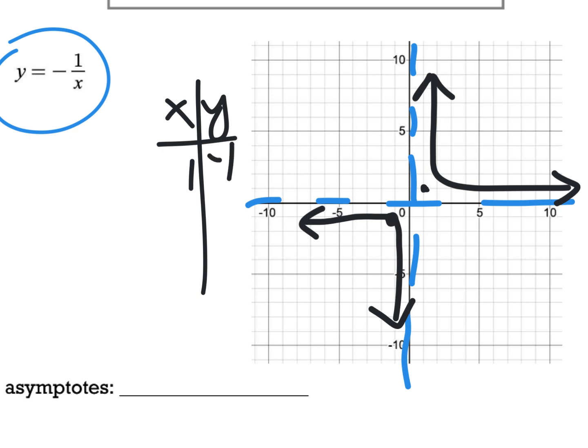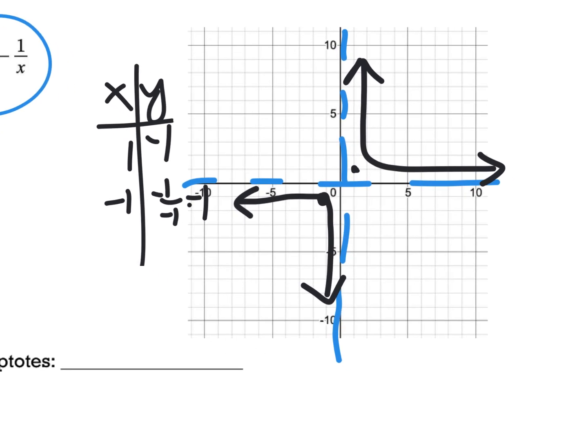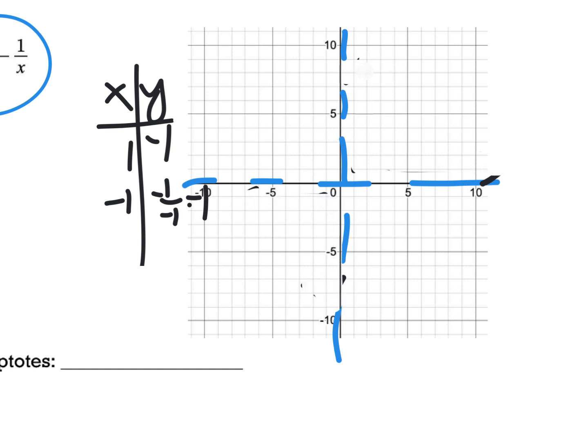But maybe I should put in -1, and then I'll get -1 over -1, which would be 1. -1, 1. Oh, so this whole thing has to be flipped like this. There we go.